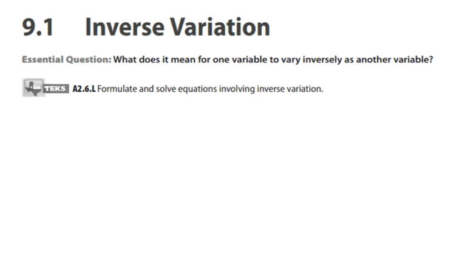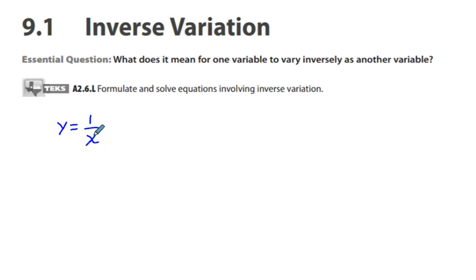Algebra 2, Chapter 9.1, Inverse Variation. Essential question: what does it mean for one variable to vary inversely as another variable? At the beginning of the course, we worked through parent functions of Algebra 2, one of which was the inverse function, which is going to be y equals 1 over x.